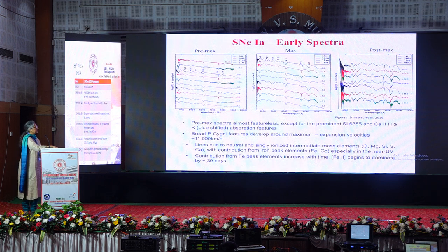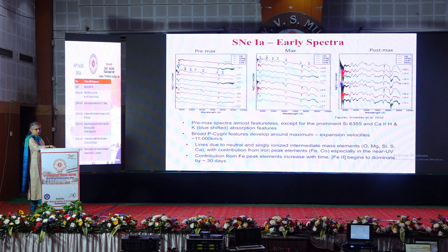So here are some examples of how we observationally see the evolution of the supernovae. The pre-maximum spectrum is almost featureless. It's dominated by the hot continuum. And as the material expands and the optical depth decreases, we begin to see the features more clearly. The features are broad, indicating the material is expanding at very high velocities. The typical velocity in the case of the type 1a supernovae is about 12,000 kilometers per second. So the explosion ejecta is expanding at such high velocities.